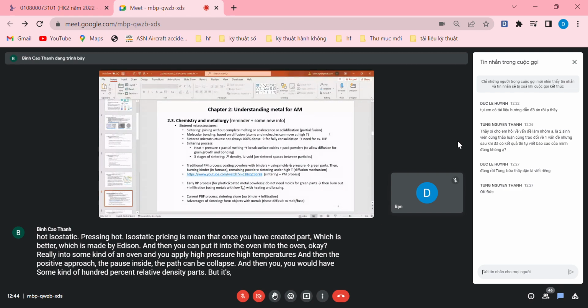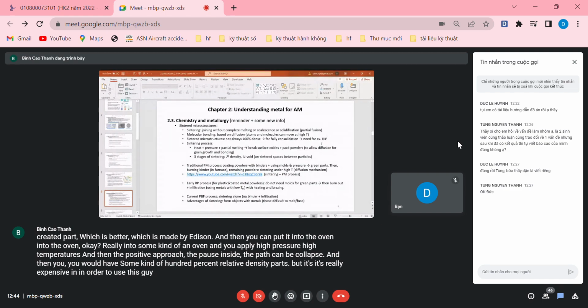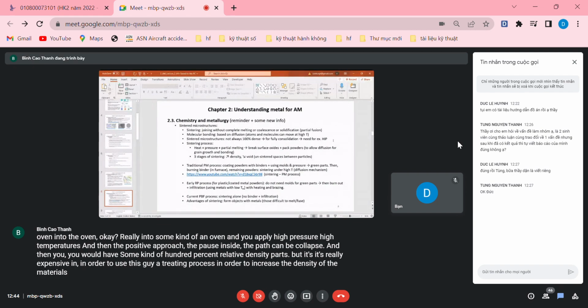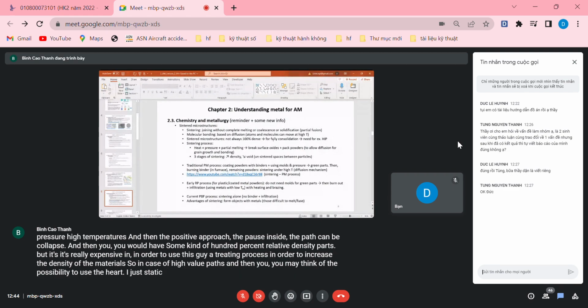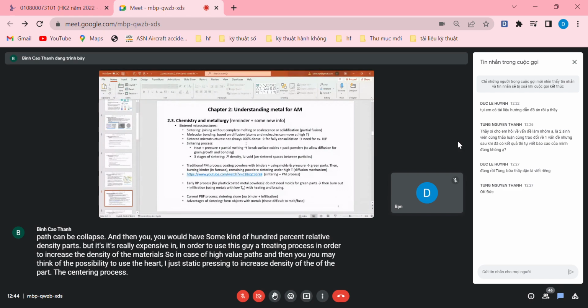But it's really expensive to use this kind of treatment process in order to increase the density of the materials. So in the case of high value parts, you may think of the possibility to use hot isostatic pressing to increase the density of the part. The sintering process. Sorry.